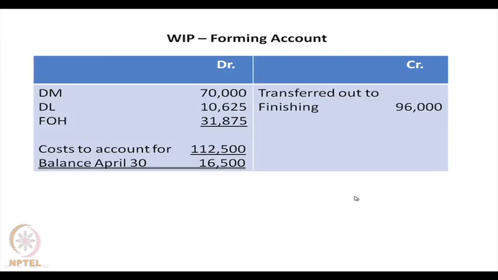Now, naturally, we can write the work in process of the forming account, forming department, and direct material is 70,000, direct labor is 10,625, factory overhead is this, costs to account for was 1,125,100, transferred out to finishing department was 96,000. What remains in balance for the work in process in the forming department at the end of April is 16,500. This is the T account, work in process of the forming department.